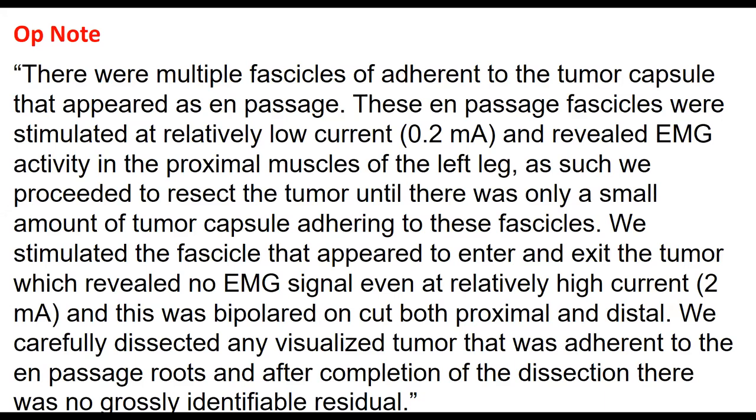There were multiple fascicles adherent to the tumor capsule that appeared as cauda equina roots. These fascicles were stimulated at low level, revealing EMG activity in proximal muscles of the left leg, so we proceeded to resect the tumor. There was only a small amount of capsule adherent to the fascicles. We stimulated the fascicle that appeared to enter and exit the tumor, which revealed no EMG signal even at high current. This was bipolar cut on both proximal and distal. We carefully dissected any visualized tumor that was adherent to the roots, and after completion of the dissection, there was no grossly identifiable residual.